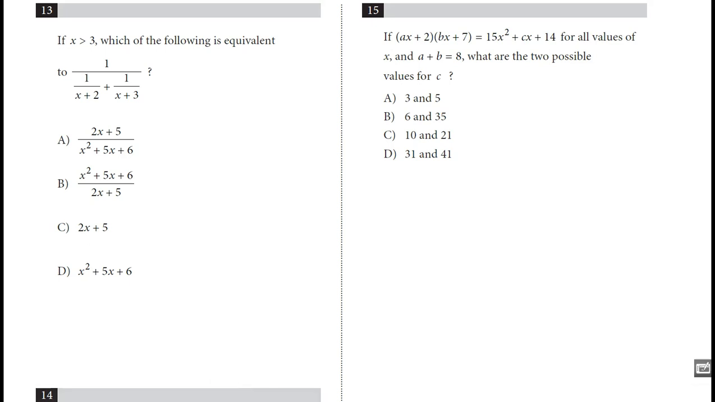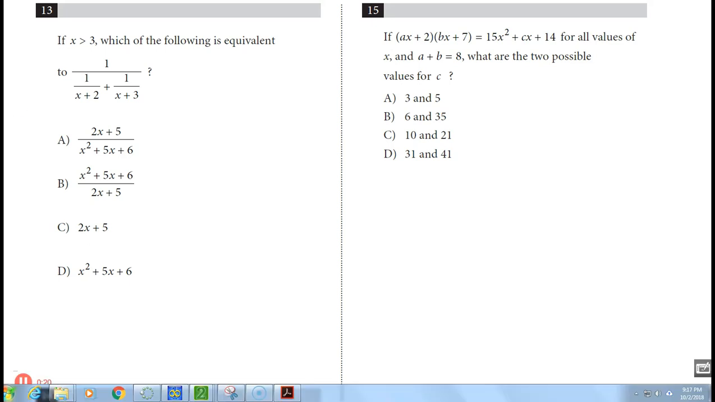I'm looking at this one, and it says if x is greater than 3, so x has to be bigger than 3, which of the following is equivalent to this expression right here? So they give me this big expression, and if somehow using algebra I can manipulate it and move it around, it should match up with one of these choices, A, B, C, D. I'm going to show you two ways.